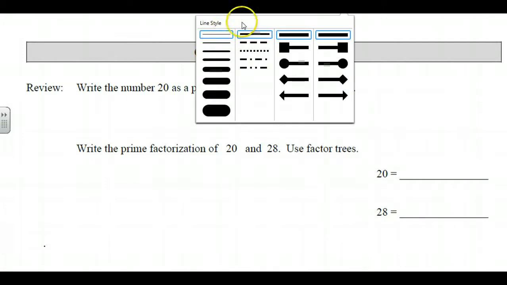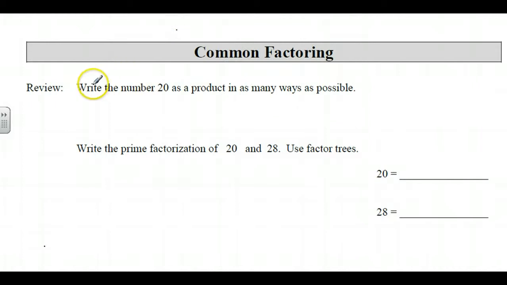Okay, here we go. Common factoring. So let's start off with a little review of what we did the other day, greatest common factor, because we're into factoring here. So let's write the number 20 as a product in as many ways as possible. There's always 1 and itself, even if the number is prime, which this isn't. So 2 times 10. 3 doesn't go in, 4 does, 4 times 5.